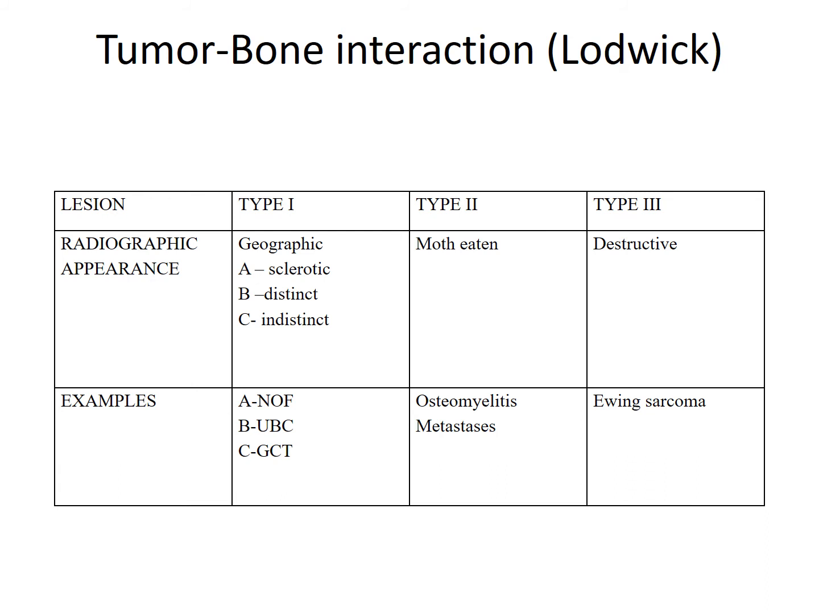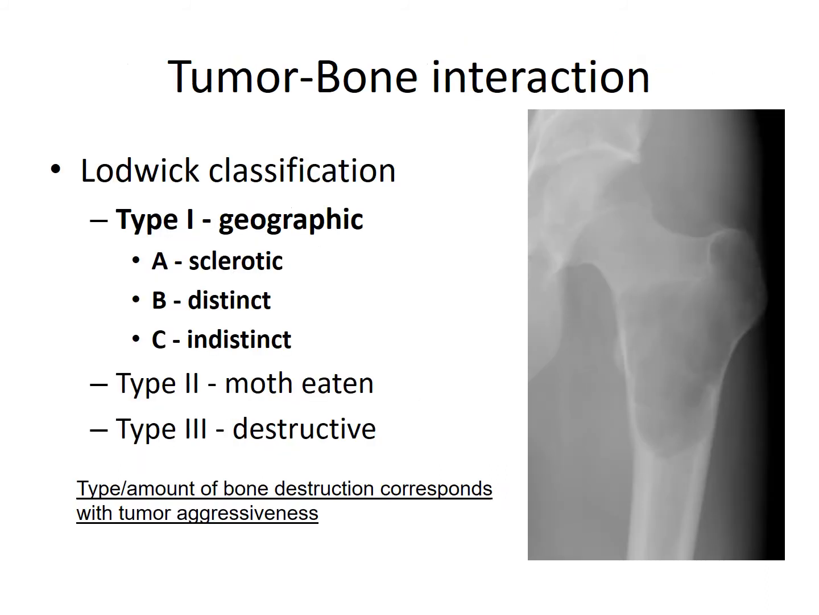So a geographic lesion is a very well described, defined lesion that you can basically take your finger and draw a ring around. An example of a lesion with a sclerotic border would be a non-ossifying fibroma. Moving from distinct to indistinct goes from a unicameral bone cyst to a giant cell tumor. Moth-eaten describes something like metastatic disease, where it looks like there are small little pits in the bone over time. And a destructive lesion, or a type 3 aggressive lesion, would be a Ewing sarcoma.